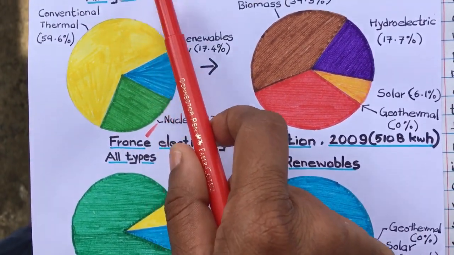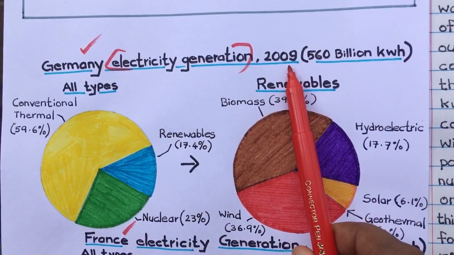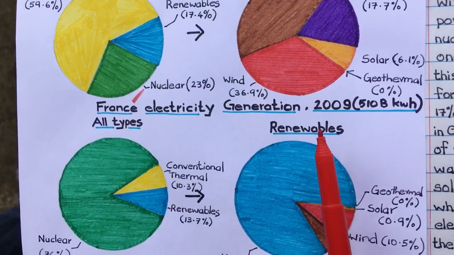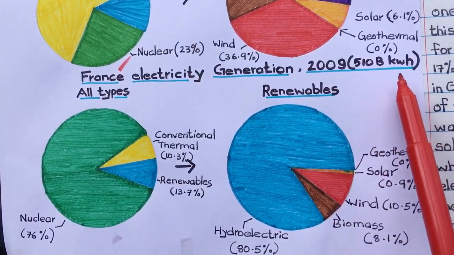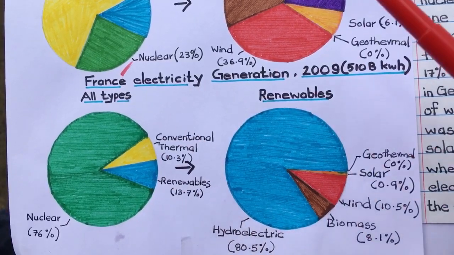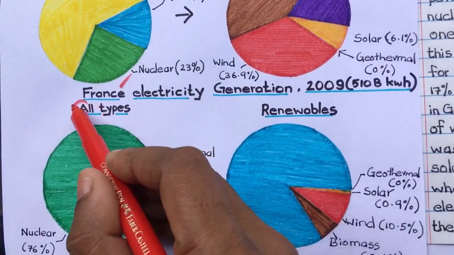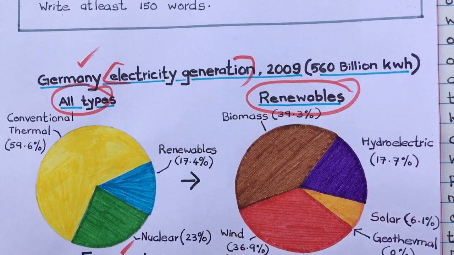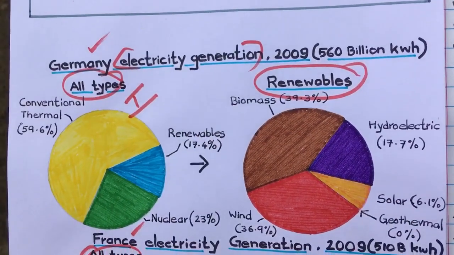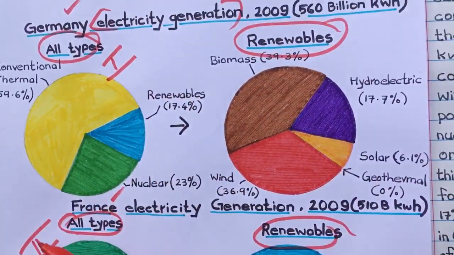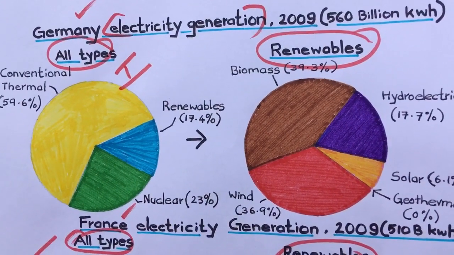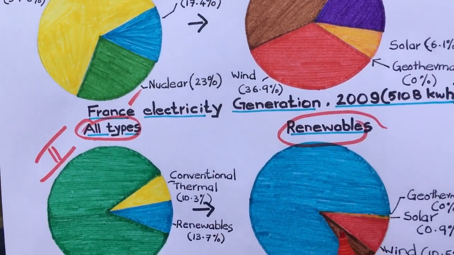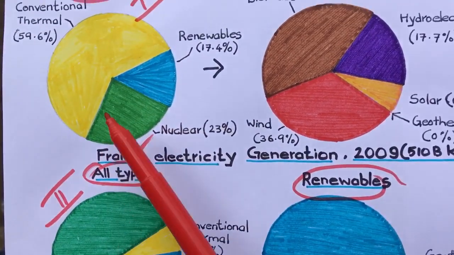Got it? The heading says Germany electricity generation in 2009, that is 560 billion kilowatts, and France electricity generation, that is 510 billion kilowatts. Okay, and then what is the main point here? Here it is all types and here it is renewable. Here also it is all types and here it is renewable. So this is our first pie chart and this is our second. Why am I saying this is first and second? Even though there are 4 pie charts, this one is an extension of this, and this is the extension of this. So that means literally you have to mention the 2 pie charts.